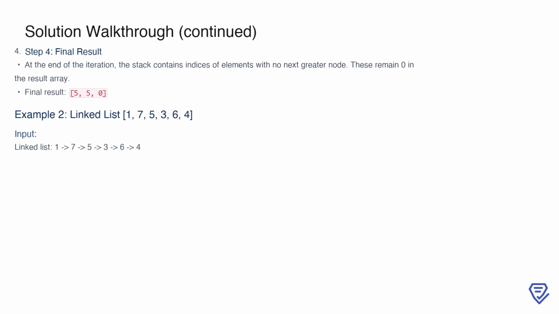After completing the iteration, the stack contains indices of elements that do not have a next greater node. These entries remain as 0 in the result array. For this example, the final result is 5, 5, 0, indicating that the next greater nodes for 2 and 1 are both 5, while 5 has no next greater node.